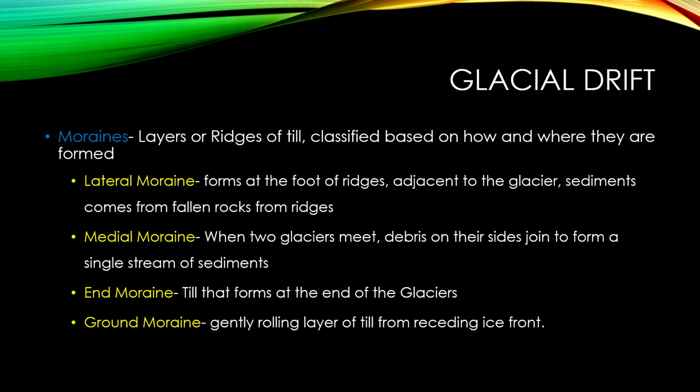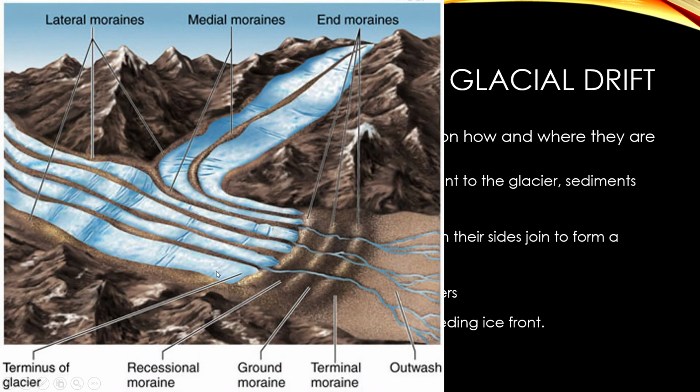And then you have the ground moraine, which is the gently rolling layer of till left by the receding ice front. So your ground moraine is actually formed from the melting of your glaciers. So these are examples. As said earlier, when your two glaciers meet, your lateral moraines become your medial moraines.